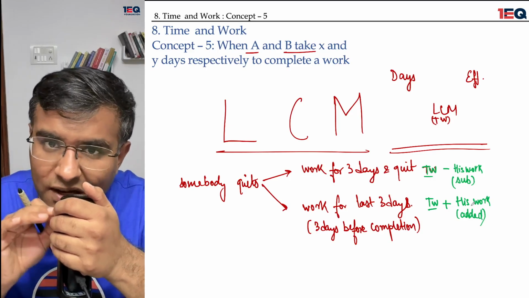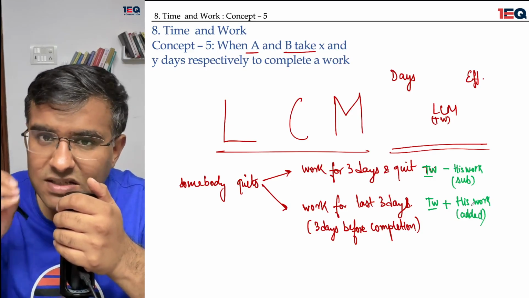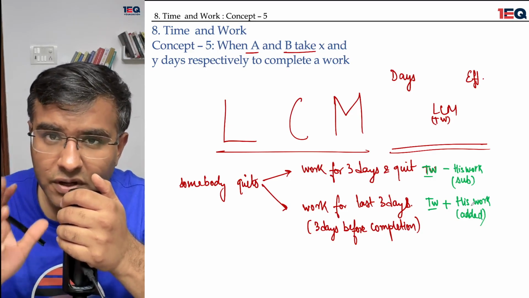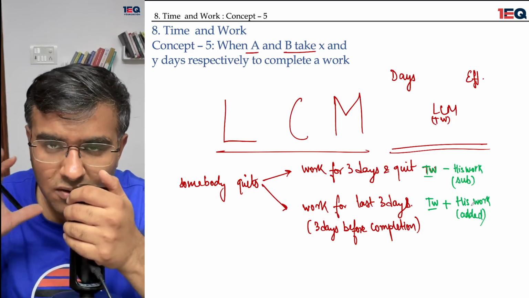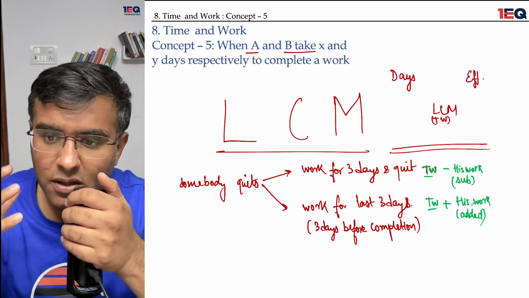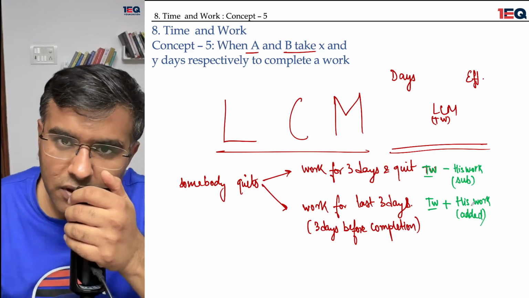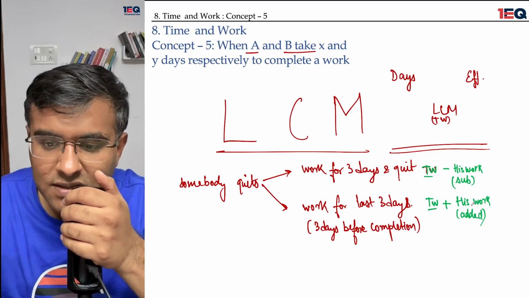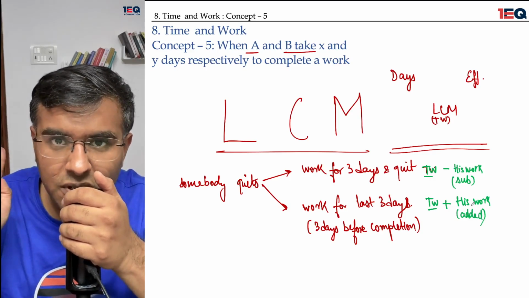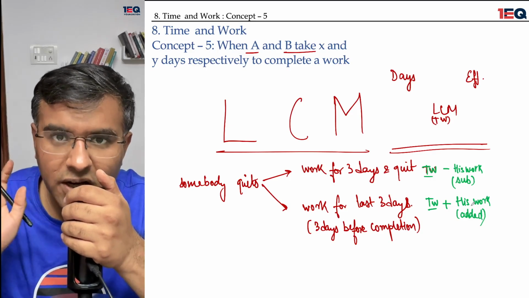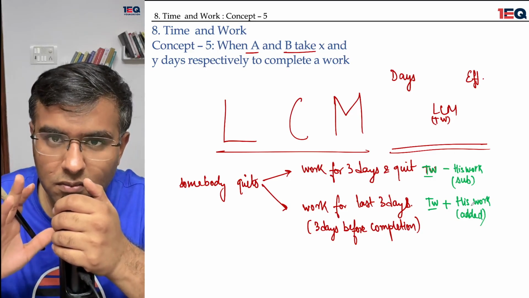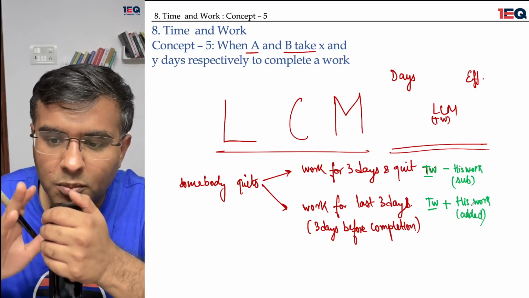Okay, these are nothing but very beautiful rote techniques. You need not understand what's happening, you just need to gulp it down. The technique says work for 3 days and quit. That means your work would be taken out of the total work, would be left out of the total work. But if you work for the last 3 days, or you work only 3 days before the completion, or you quit 3 days before the completion, your work would be added. Okay, your work would be added.